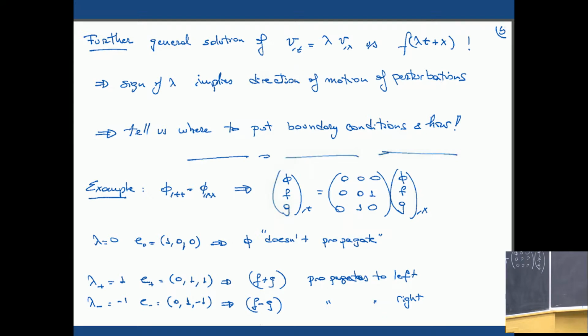So we just said that the general solution is some arbitrary function f of lambda t plus x. So at time t equal to 0, we have f of x. But at t equal 1, we have f of 1 plus x. That means that if I take the x and displace it by 1, I'm going to have the same shape. So the sign tells us whether it goes to the left or to the right.